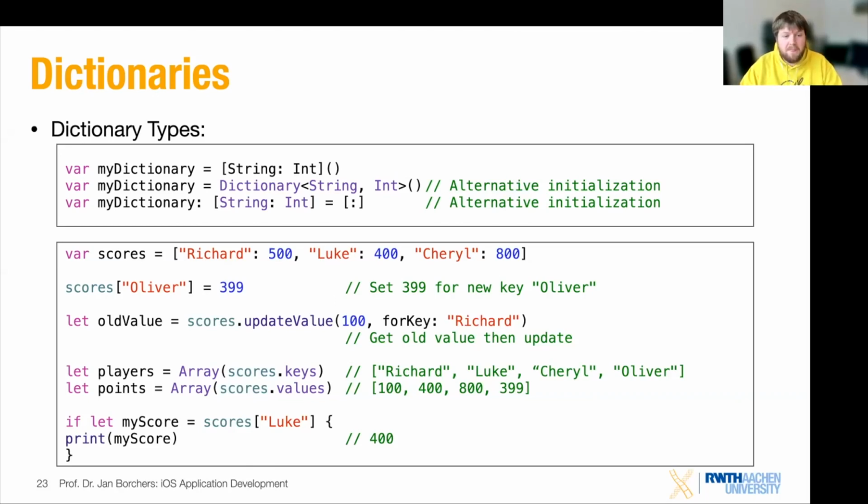if we access scores with Luke, assign this to a new constant myScore, and the if in front of that just means we're checking if that is possible. If it was possible to assign the score to the new constant myScore, and that is actually then also the integer that was in there. So if that's possible, and we have scores Luke returning an integer, then we can print it out directly. myScore is of type integer and not of type optional int.